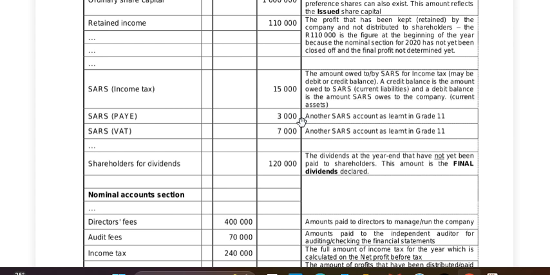So payee is for the employee's tax, and VAT is for VAT if you're purchasing goods from a VAT vendor and you're also a VAT vendor. And then we have shareholders for dividends, a new account. These are dividends at the year end that have not yet been paid to the shareholders. These amounts have been declared. So you have declared a dividend to the shareholders, but you just have not paid them yet. So it's a current liability, and it's the final dividends declared.